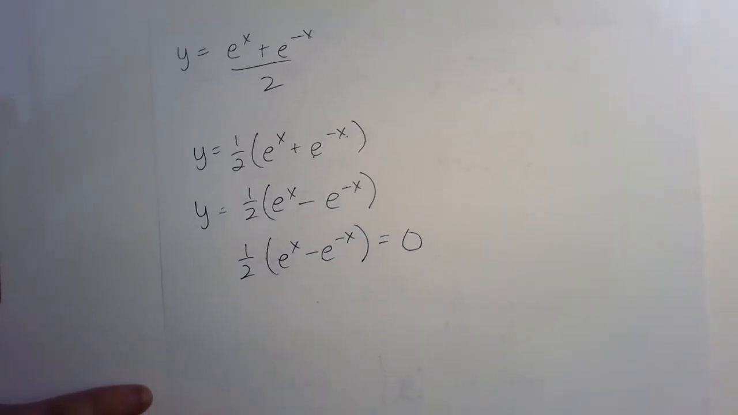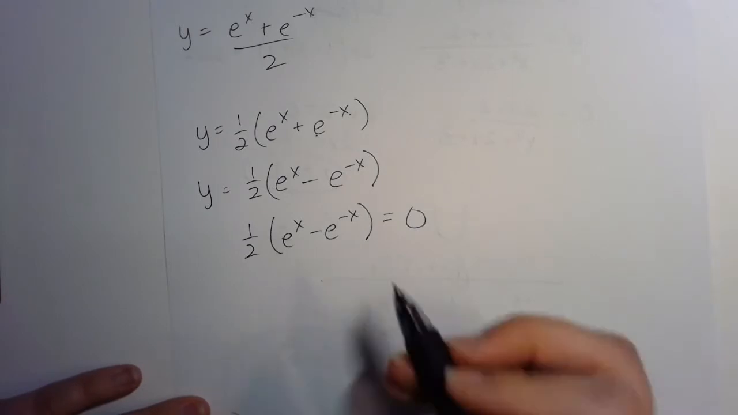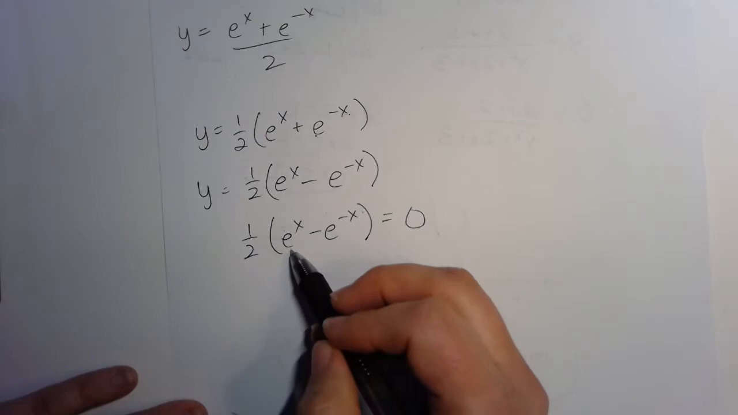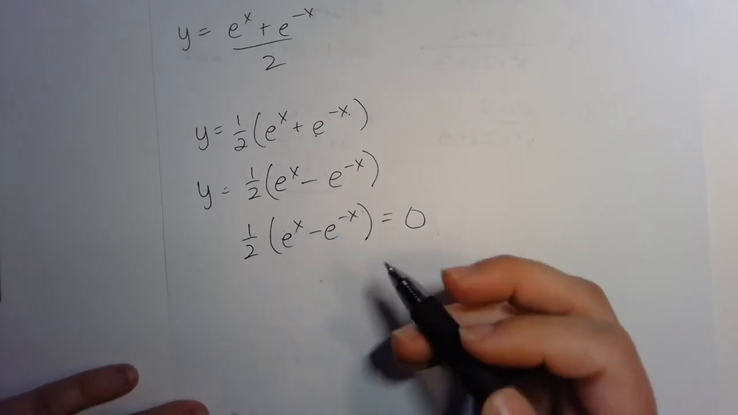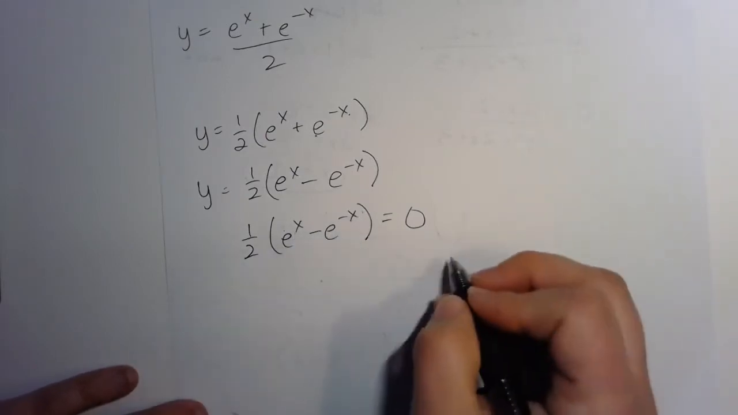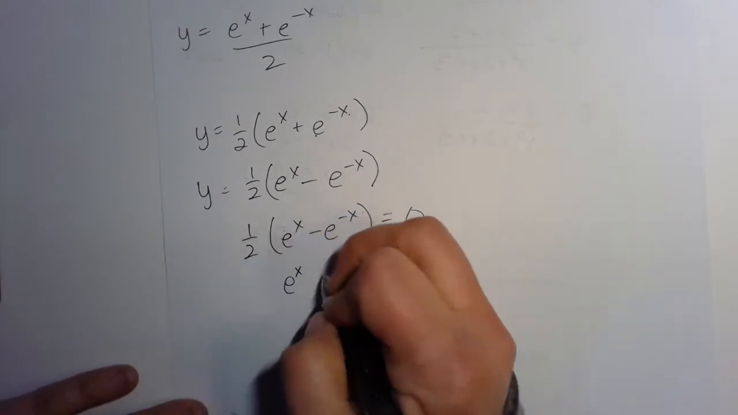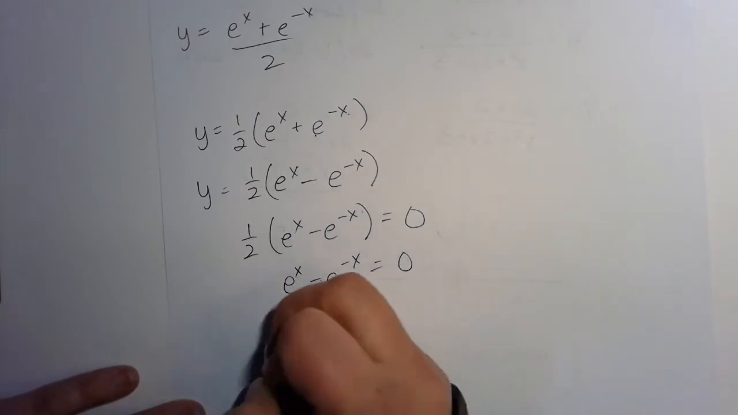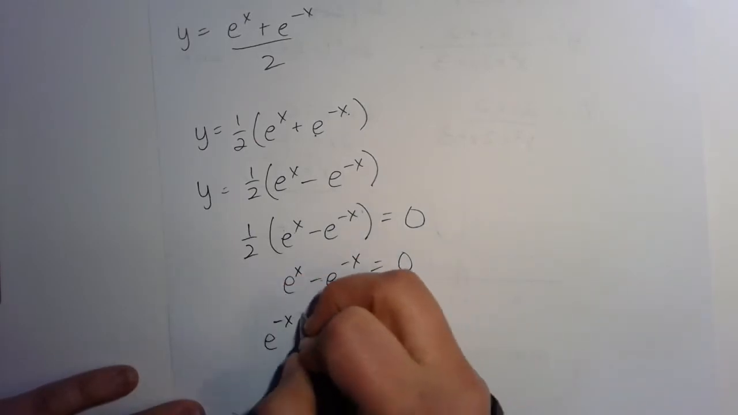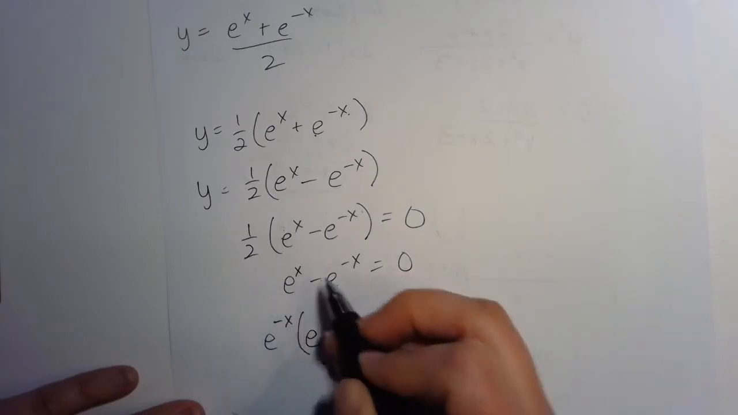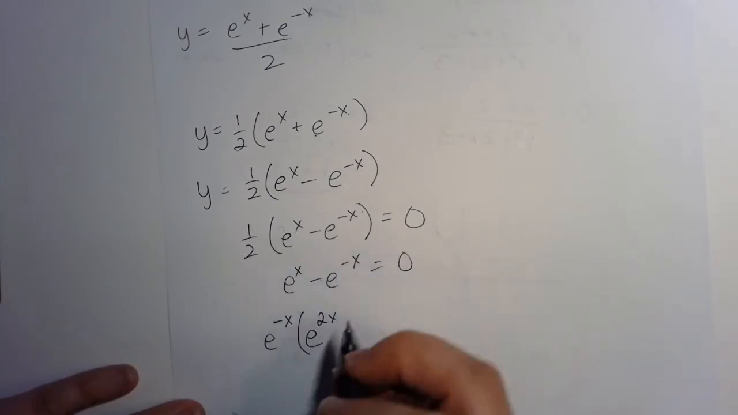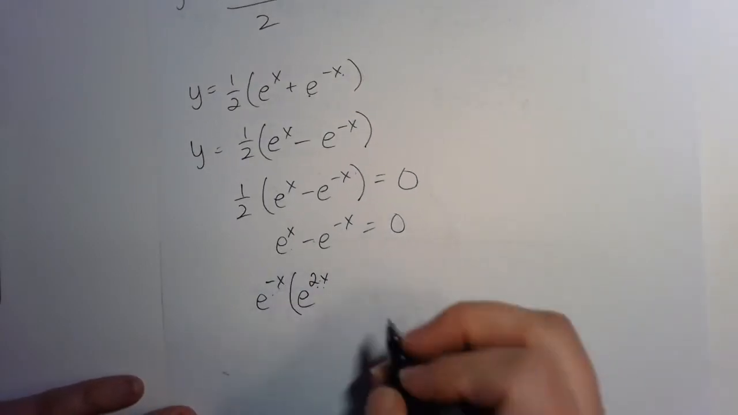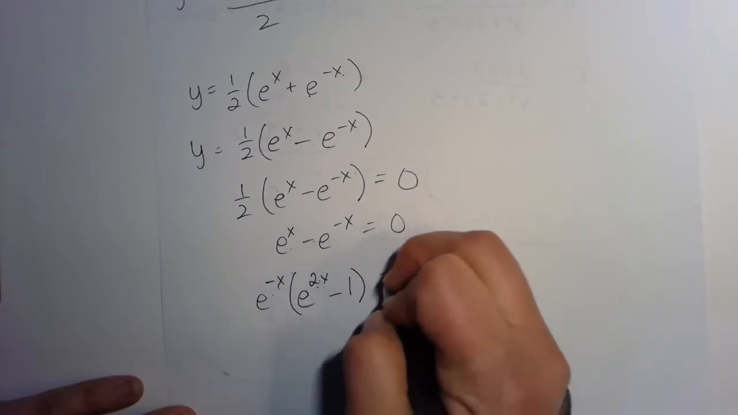A couple of things here. Either I can recognize that if I plugged in x equals 0 here, I would get 1 minus 1, which is 0. Or I can divide by the half, that's irrelevant. So I have e to the x minus e to the minus x equals 0. I can always factor out the smallest exponent, so that would give me e to the minus x out here. And then to get to e to the positive x, I would need e to the 2x, because this is the point where you add the two exponents together. So that would give me e to the x, and then this would be minus 1 equals 0.